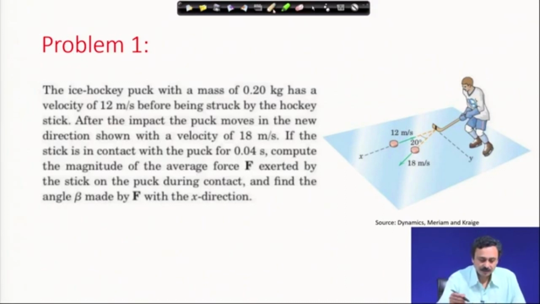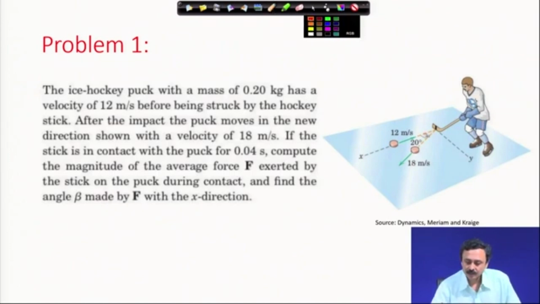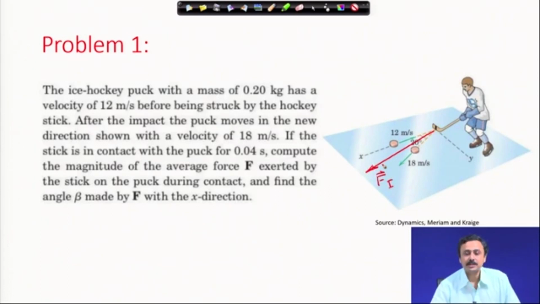Now, here something that has not been shown. Some impulsive force acts, of course, which has changed this direction of the puck. The puck was moving towards the player and suddenly it is moving away from the player in a very short duration, and in such situations it is an impulsive force. Impulsive forces can change direction of a particle almost instantaneously.